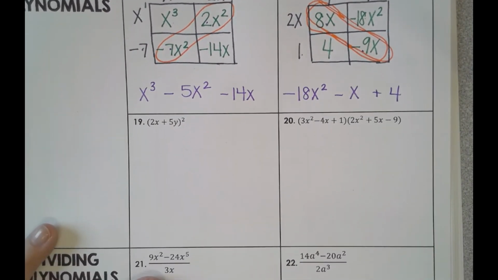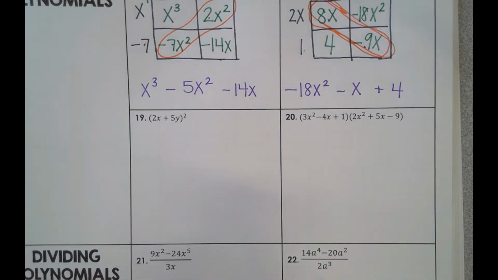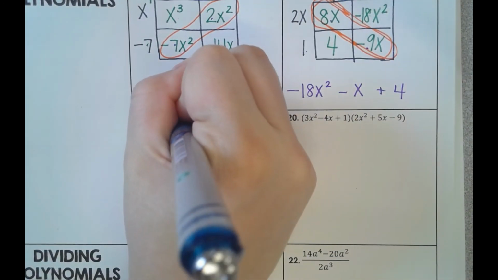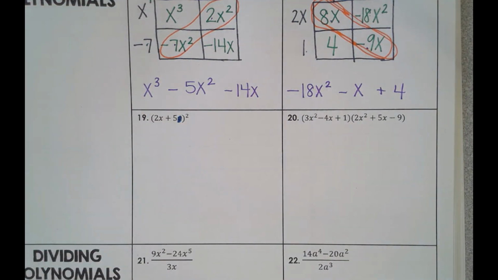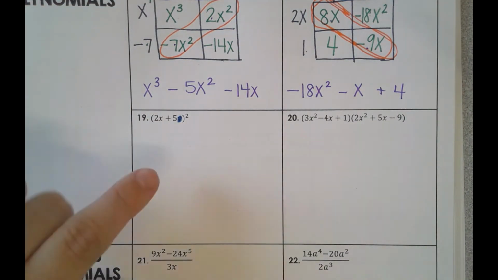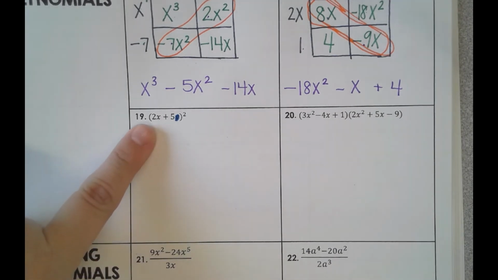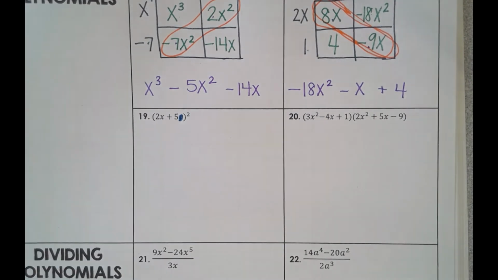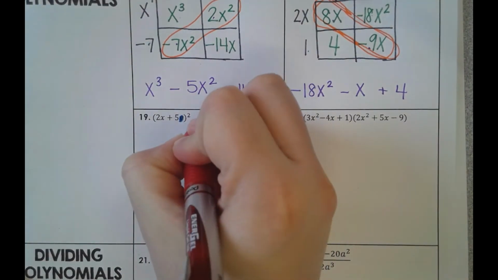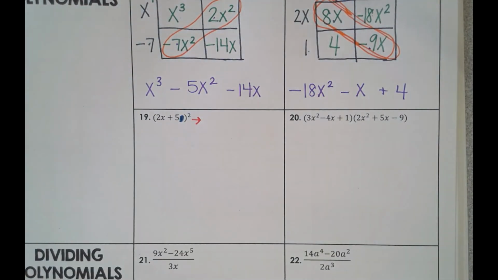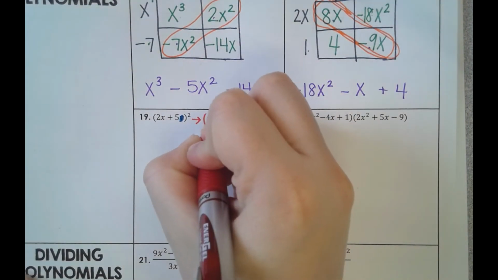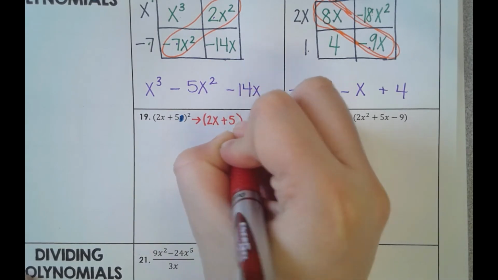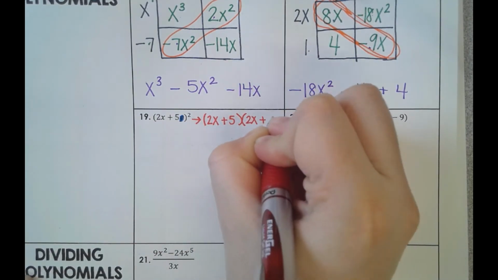Number 19, let's scribble out this y. We'll do it without the y. Now, when you look at that, you probably want to say, oh, the answer is 4x squared plus 25. But that's not right. When you do it that way, you're missing part of your answer. When you have something squared, that's the same thing as multiplying it by itself twice. So this is really 2x plus 5 times 2x plus 5.